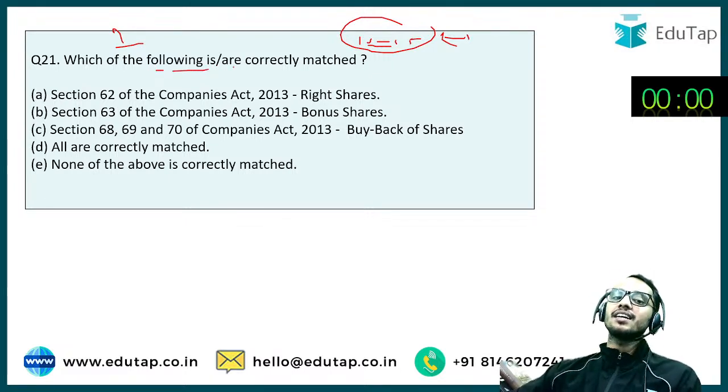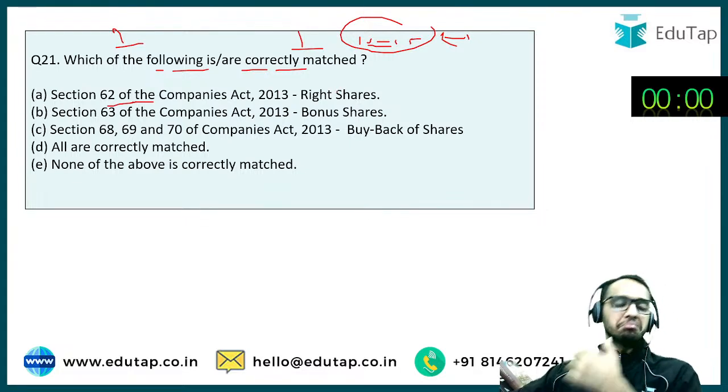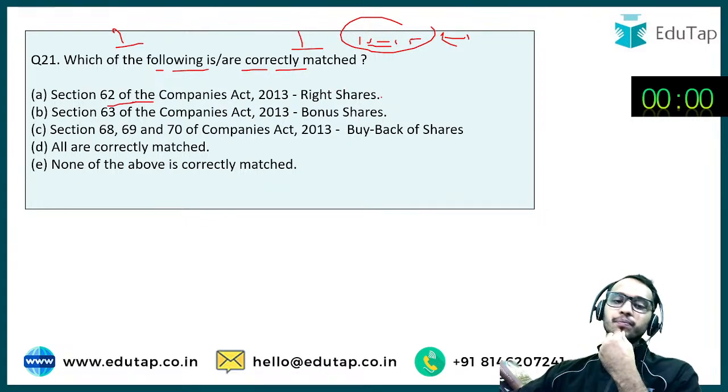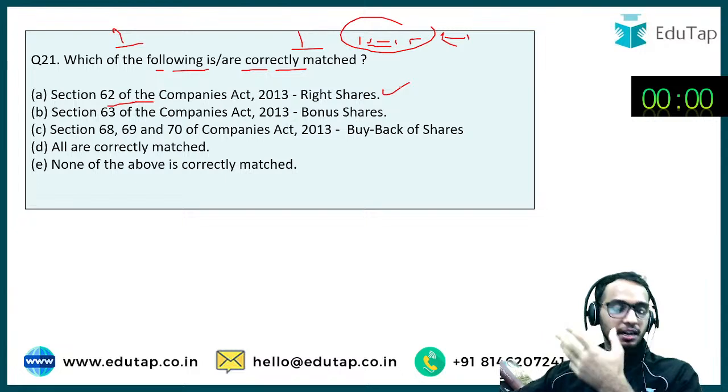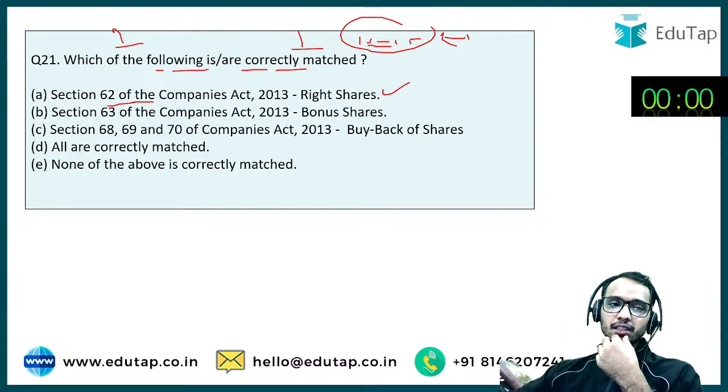Which of the following is or are correctly matched? Section 62 of the Companies Act deals with right shares. Okay, it is absolutely correct. You have given me the answer. Few of you have given me the answer itself. Okay, that's really good. Section 63 of the Companies Act deals with bonus shares.